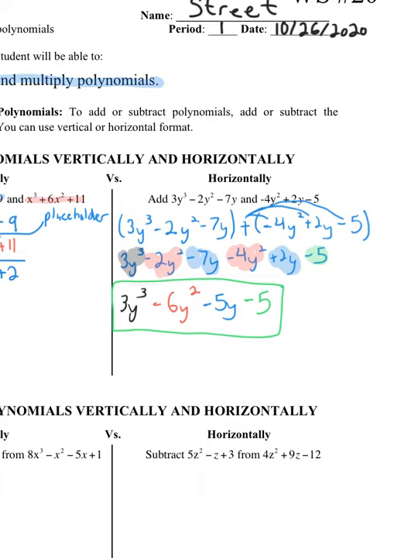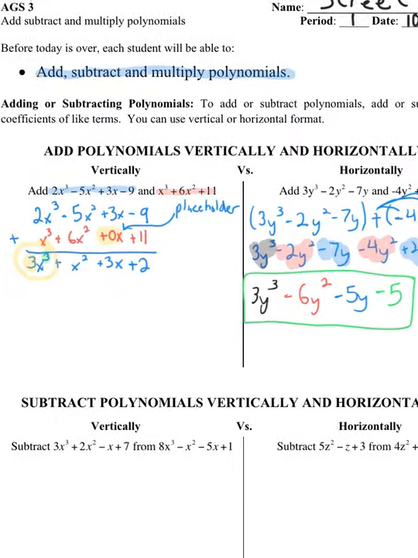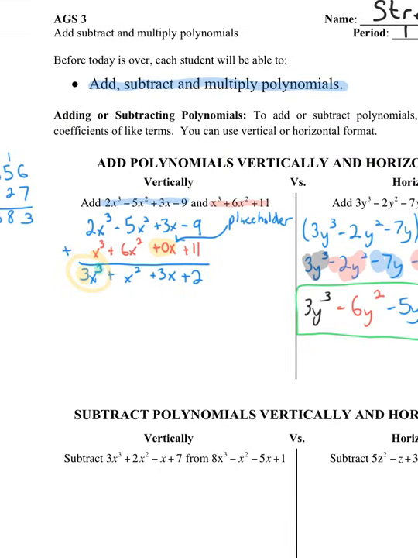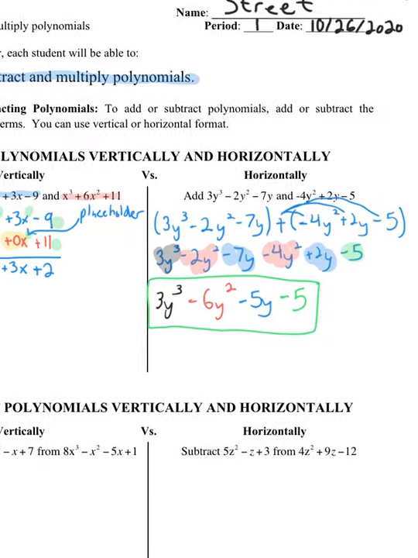Personally, I prefer adding vertically. I think it's easier for me to line up the values because, again, I'm just lining them up. I want the cubes lined up above the cubes. I want the squareds lined up above the squareds. The x to the first powers above the x to the first powers. And then the constant terms above the constant terms. There's no x's there. Okay, I think that's a little easier for adding vertically.